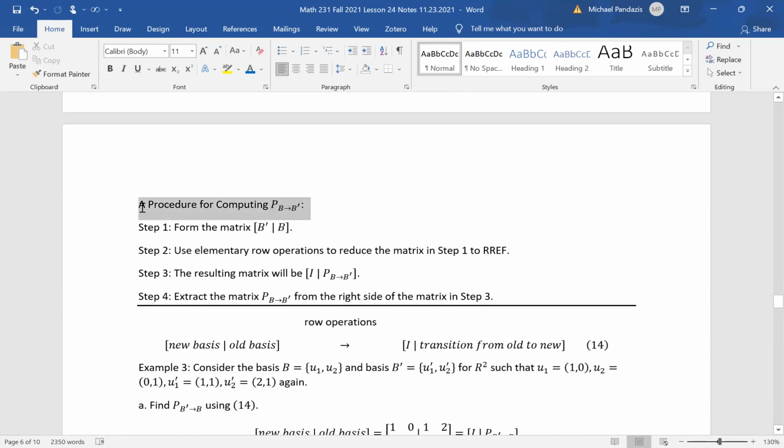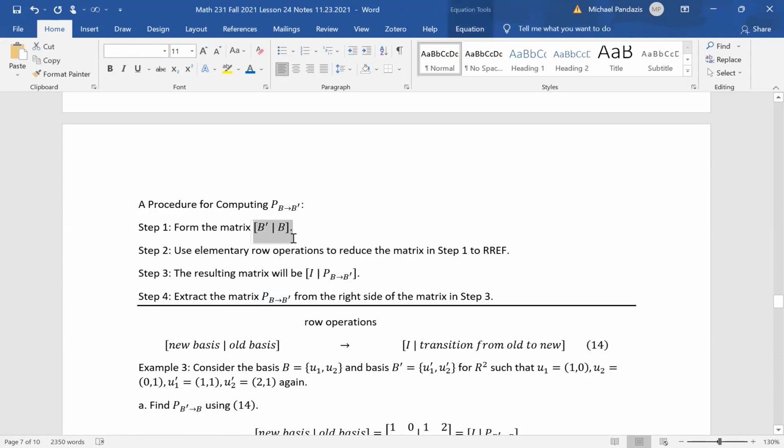Okay, so here is a procedure for computing the transition matrix from B to B prime. Step one is form the matrix B prime partitioned by B. Step two is use elementary row operations to reduce the matrix in step one to reduced row echelon form. Step three is the resulting matrix will be this matrix. And step four is extract the transition matrix from B to B prime from the right side of the matrix in step three.